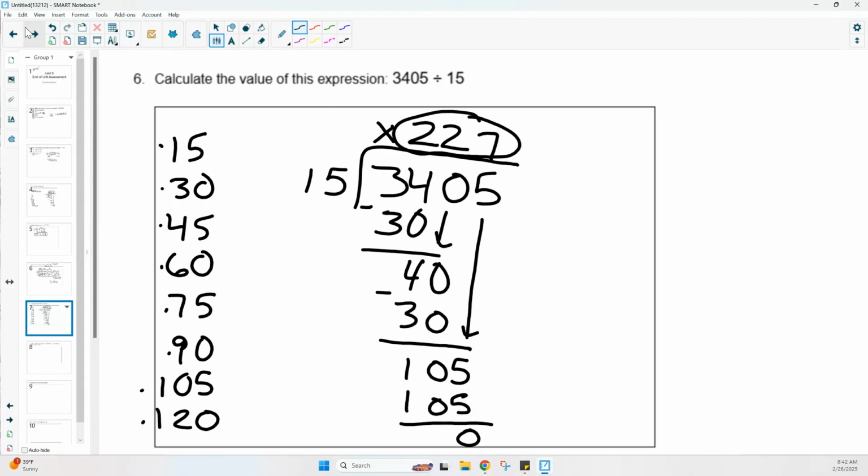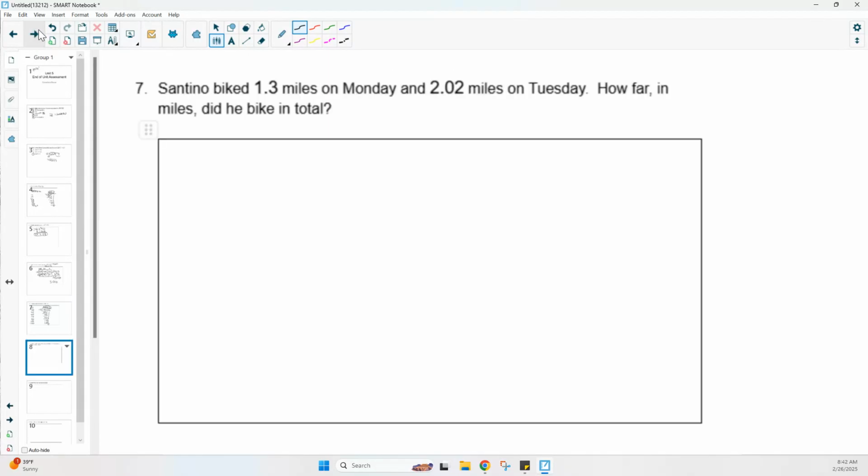All right, on to number 7. Santino biked 1 3/10 miles on Monday and 2 200 miles on Tuesday. How far in miles did he bike in total?